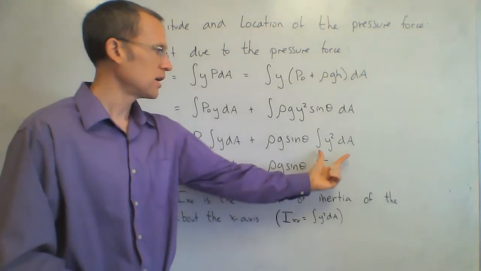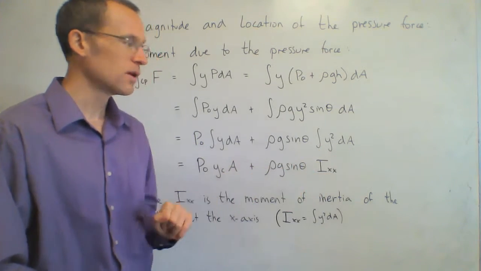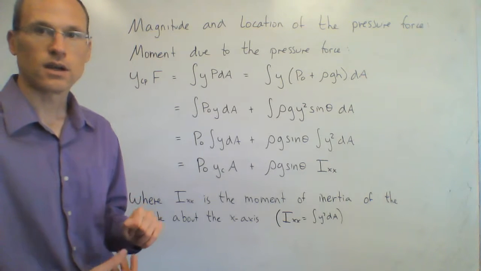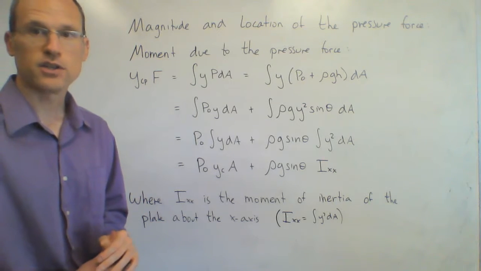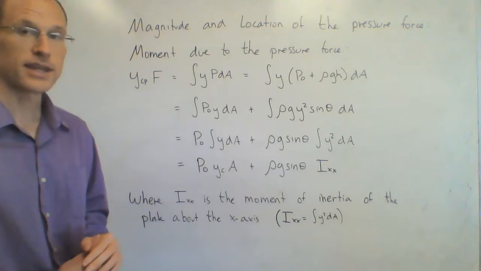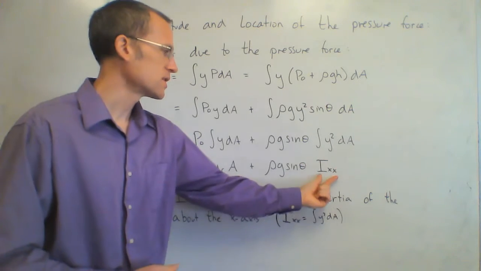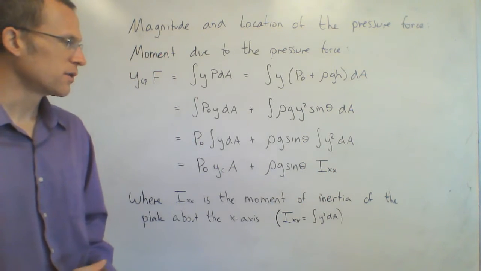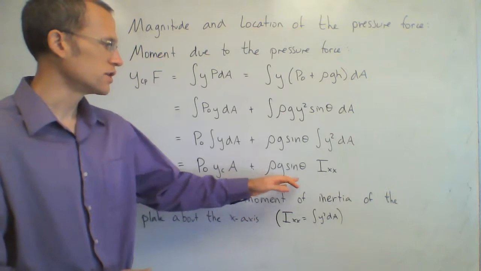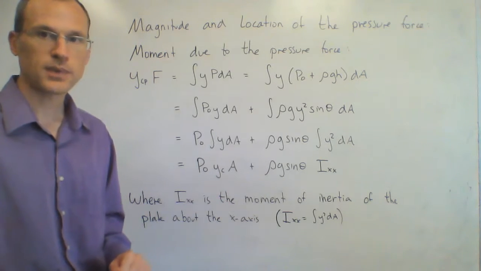Then this guy, integral of y squared dA, you may remember, is the geometric definition of the moment of inertia about the x-axis. So this guy just becomes Ixx, moment of inertia about the x-axis, times this rho g sine theta.